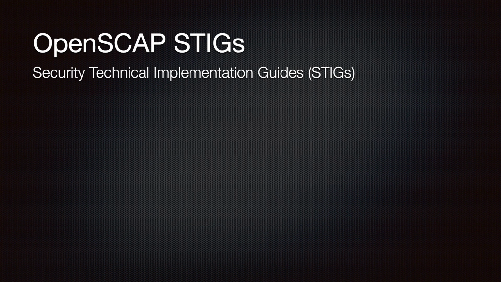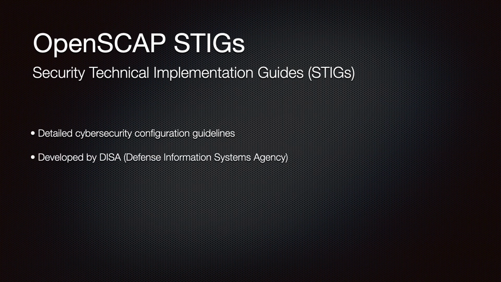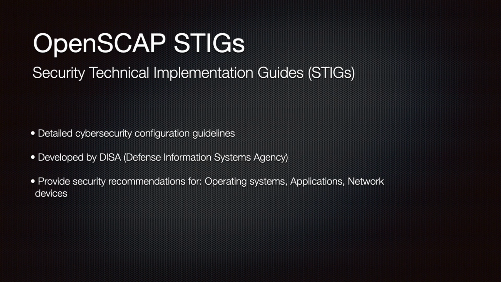So OpenSCAP uses something called STIGs, or Security Technical Implementation Guides. And it's essentially a detailed cybersecurity configuration guideline. Again, going back in context for HIPAA, FIPS, PCI, and what have you. And it was developed by the Defense Information Systems Agency. So think about if you're in the U.S., NSA, CIA, FBI, all those three-letter agencies that are constantly battling foreign actors and bad actors, if you will, and trying to develop best practices for hardening these systems. And these STIGs will provide security recommendations for operating systems, applications, network devices, all the way up the OSI stack.